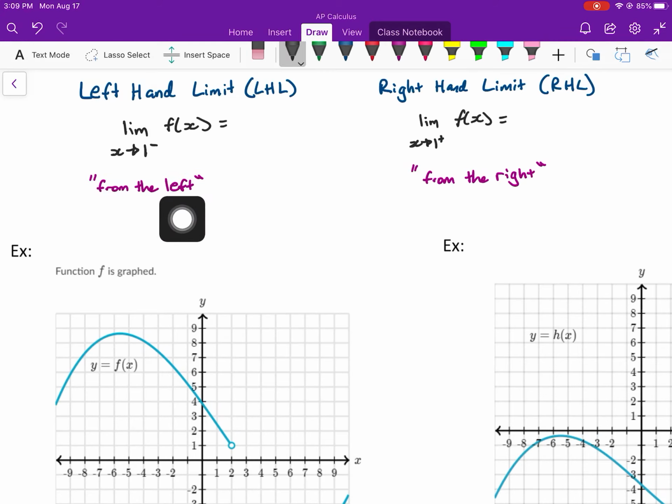And so what this means is from the left or from the right, not going to the right or going to the left. That would be a little bit mixed up. It's from the left. So if you want a left-hand limit, find 1 and go to the left of it and start there and approach 1. If you want a right-hand limit, start at 1, go to the right of it, and then come back to 1, approaching it from the right.